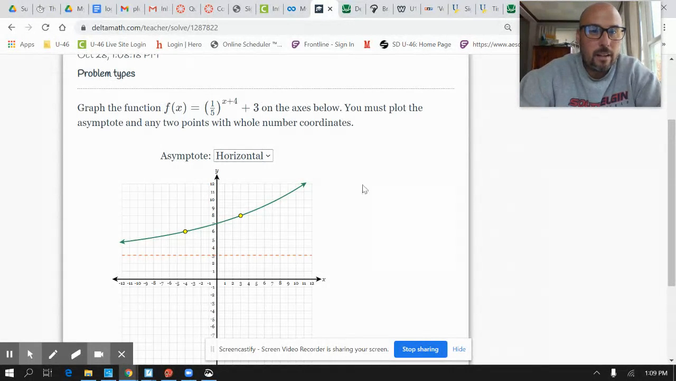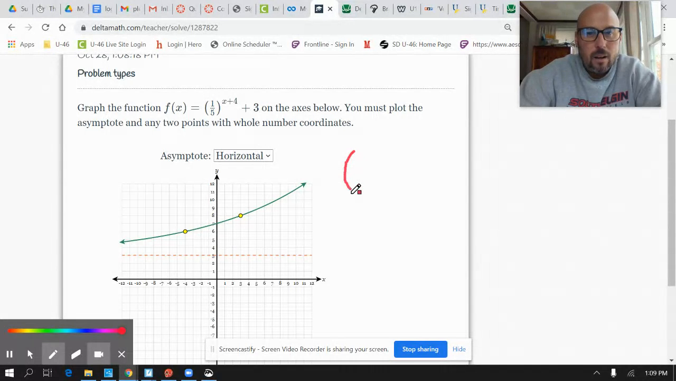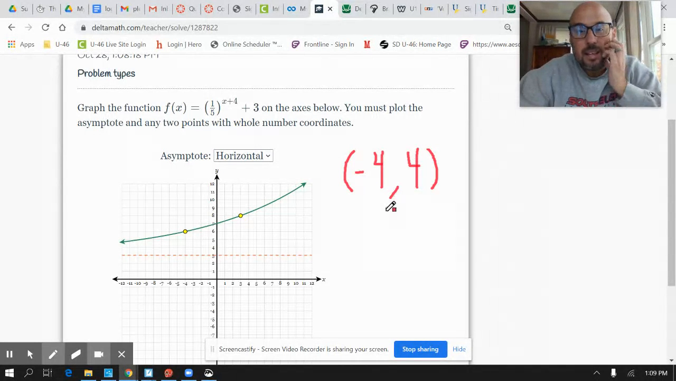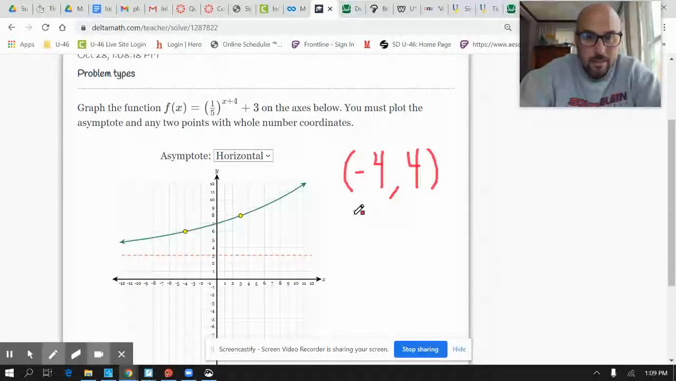So now I need to find an ordered pair. All right. First of all, x can be anything because this is an exponential function. Now the domain is all real. You can do any x value, and I hope you are thinking of -4. Definitely, because if x is -4, then the exponent becomes 0, and 1/5 to the 0 is 1, right? Anything to the 0 is 1, and 1 plus 3 is 4. So when x is -4, the result is 4.